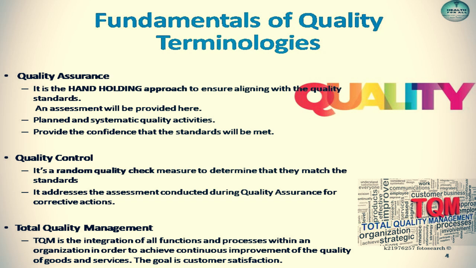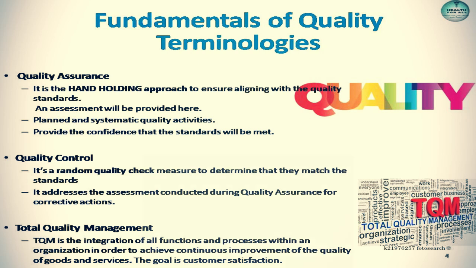Number two is quality control. Quality control is a random quality check measure to determine that they match the standards. That means where quality assurance is a hand-holding approach to achieve the quality standards, quality control is a checking method to assess whether what you have done in the quality assurance part is as per the standard or not. That is quality control. It addresses the assessment conducted during quality assurance for corrective actions. It's a random check of your product or your service to judge whether it is as per the quality standards or not.